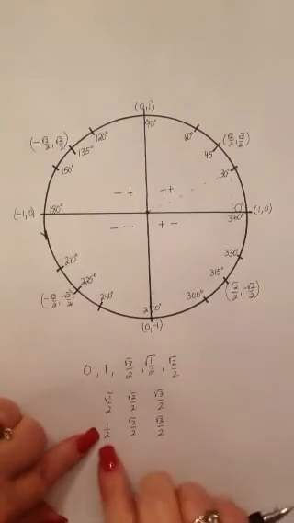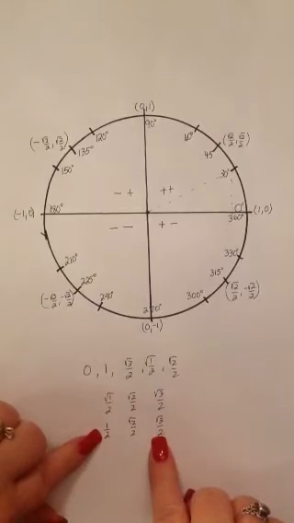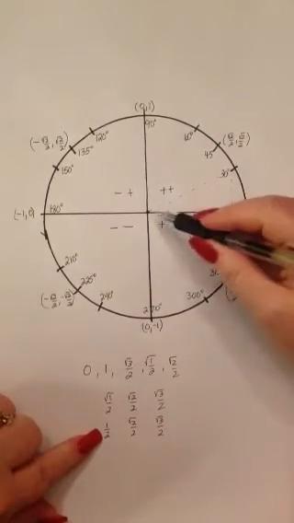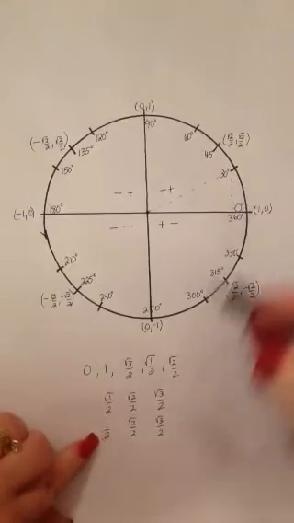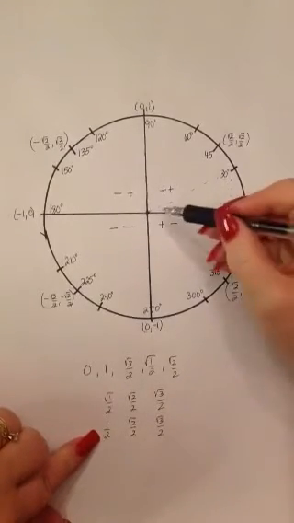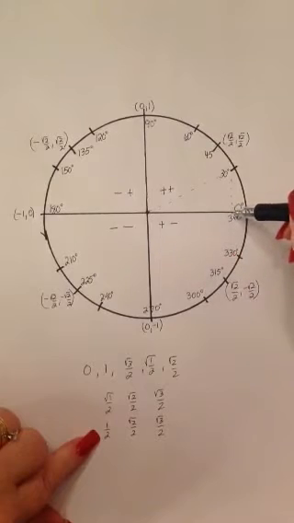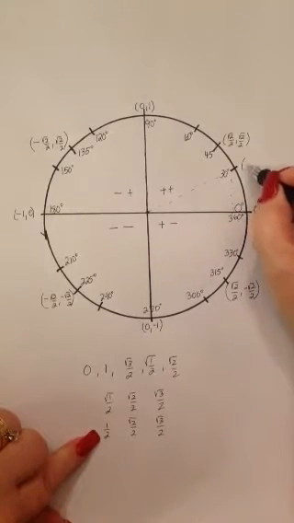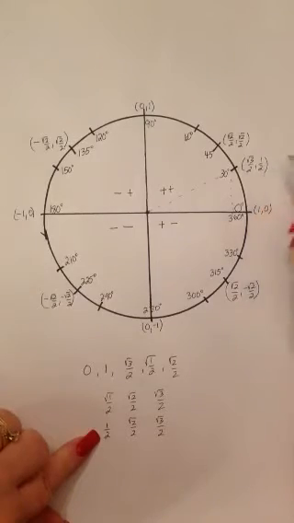Alright, so all we have left are 1/2 and square root of 3 over 2. If you look at 30 degrees, you go over more. So of these two, square root of 3 over 2 and 1/2, square root of 3 over 2 is the biggest. And you go over the most and you go up a little. So we're going to go over square root of 3 over 2 and up 1/2.